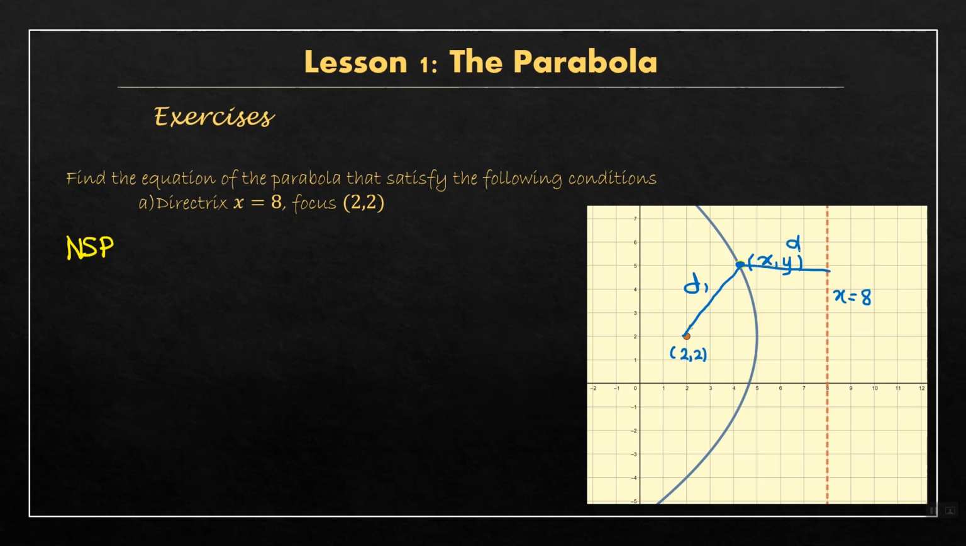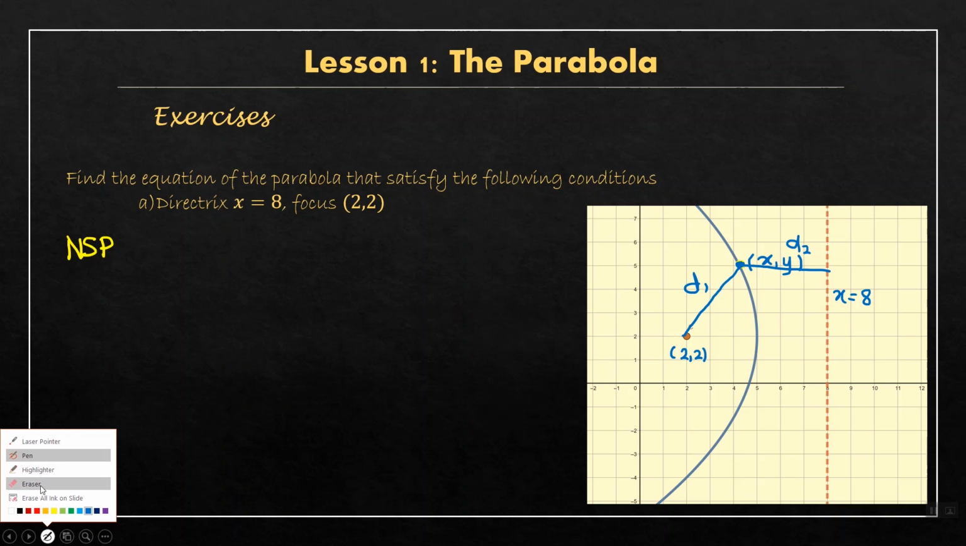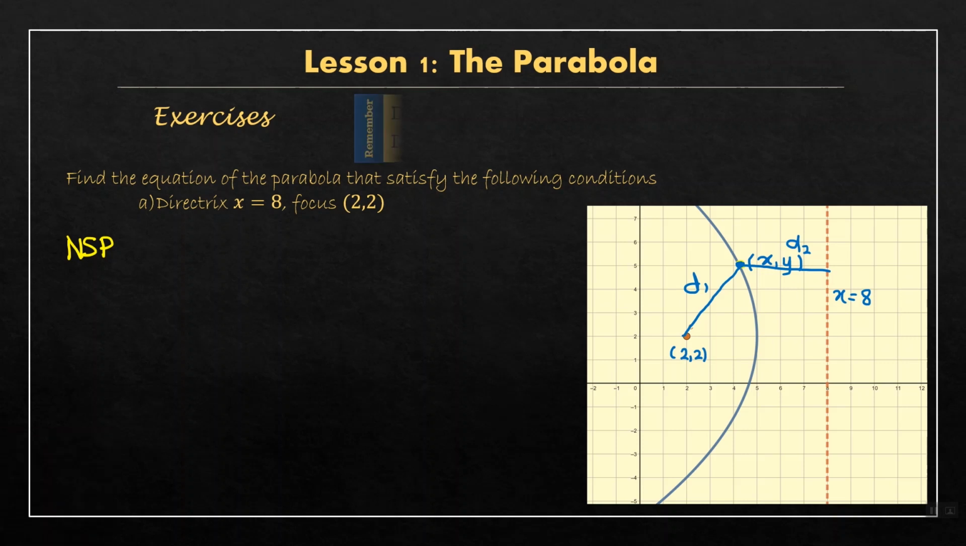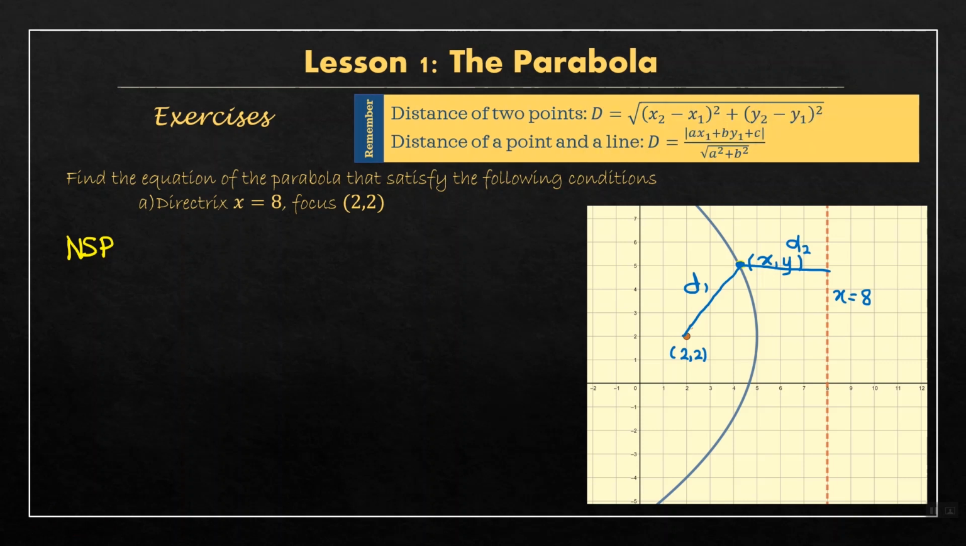Let's call it D2. Okay? But how do we find these distances? Last year, we took two rules that are important for this lesson. We took this rule, which is the distance of 2 points, like this one. Now, this is a point, and this is another point. So the distance of 2 points is equal to the square root of (x2 minus x1) squared plus (y2 minus y1) squared. And we took the distance of a point to a line.